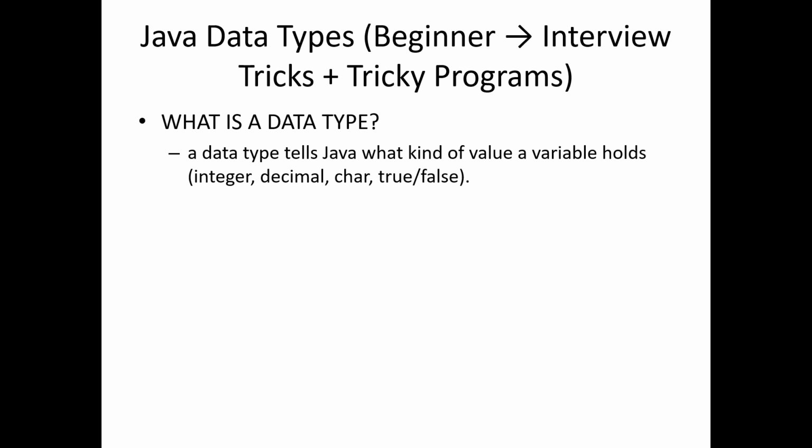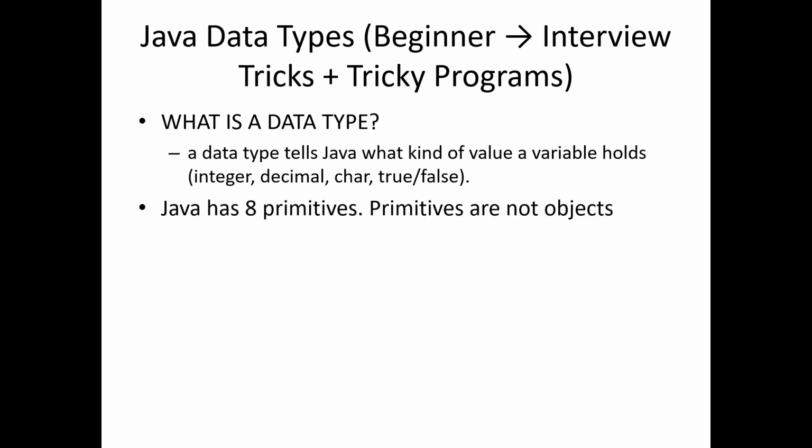So now here's the key. Java has two categories of types, primitive and reference types. Today we are focusing only on the primitive data types. Java has eight primitive data types. Out of the eight, four are integers: byte, short, int, long. Two are floating point numbers: float and double. One is for characters, char, and one is for logical values, true or false.